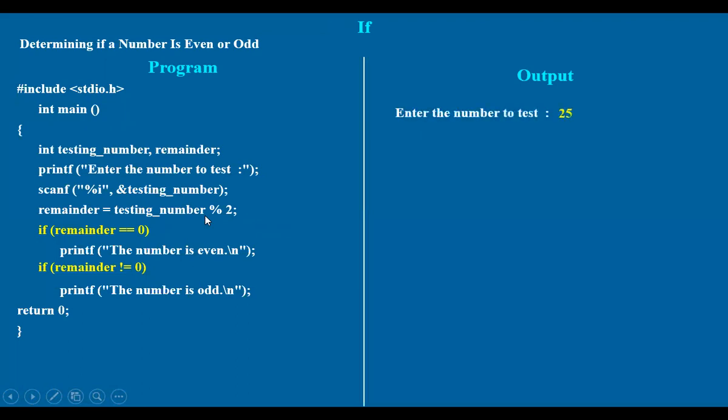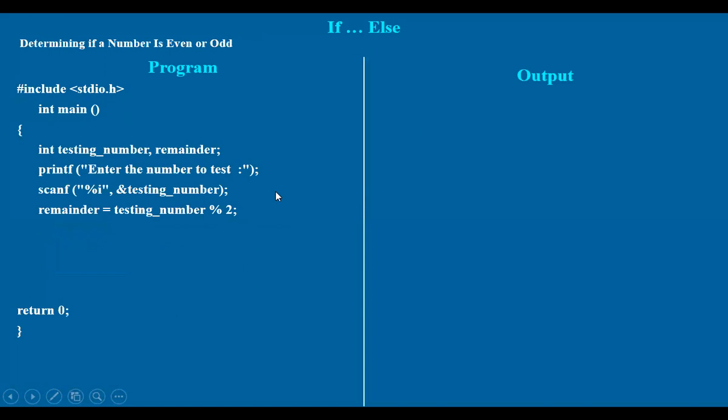Suppose you have given an odd number here. Then what happens? Here it comes and it tests the remainder. In this case, the remainder is 1. So, because this is not satisfied, it won't execute. It comes here. The remainder is not equal to 0. Yes, it executes this one. That's why this second statement is executed.